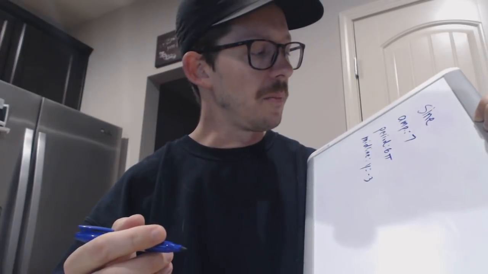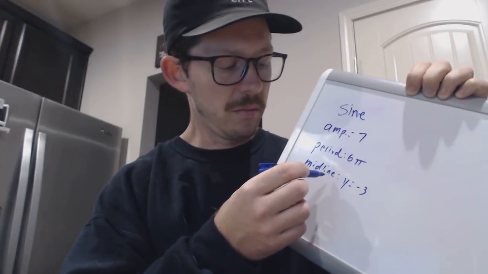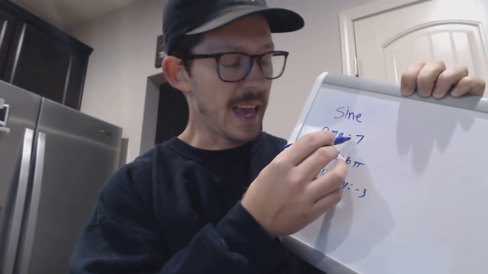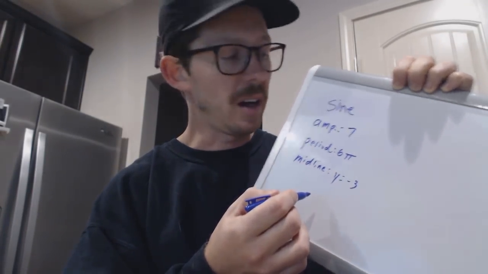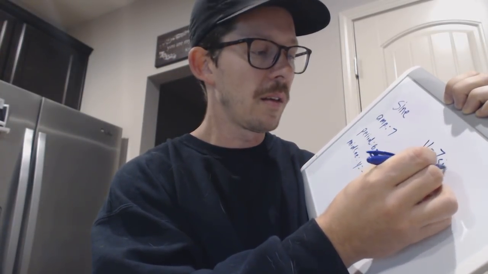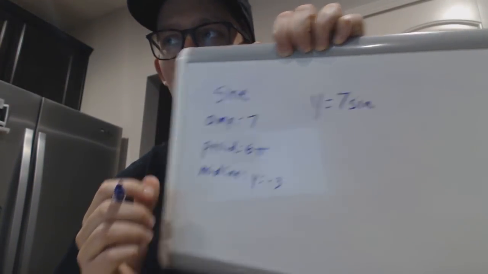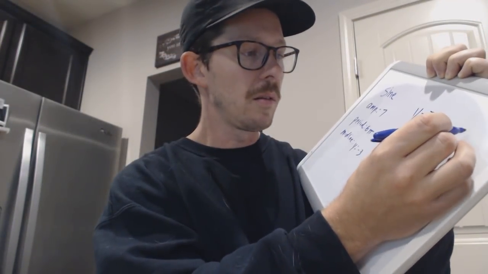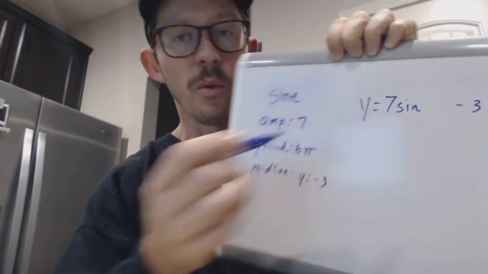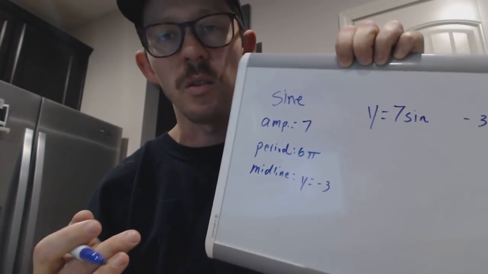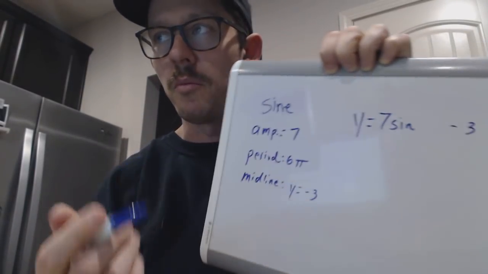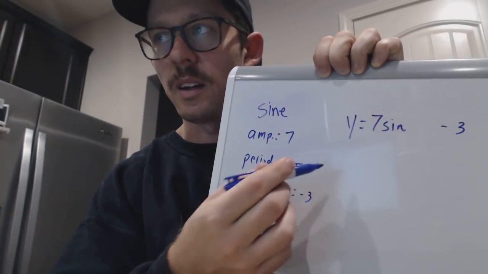So amplitude and midline should be pretty easy, right? The amplitude is the a value, and the midline is your d value. All you have to do is say y equals 7 sine, and then come back here and throw a -3 back there, and you're good. You could even do a -7 if you wanted to, but it doesn't really matter. You're 2/3 of the way done. All you gotta do is figure out this period.